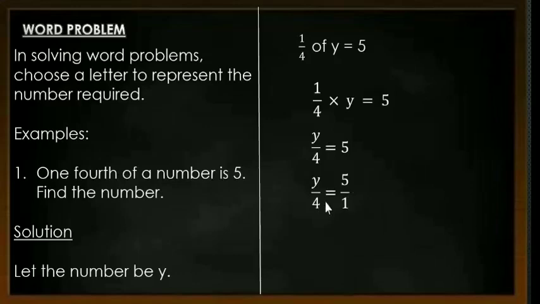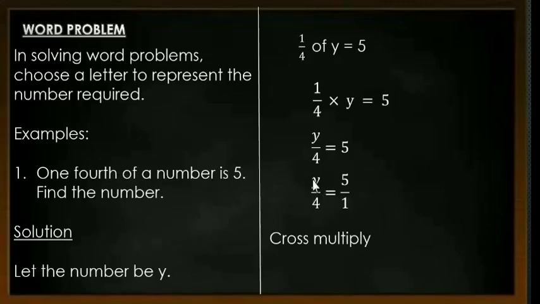So at this point in time, we are trying to get the value of y. So at this stage in mathematics, what we do is to cross multiply. When you cross multiply, it simply means that the numerator of this fraction will multiply the denominator of this fraction. The numerator of this fraction will multiply the denominator of this fraction. That is what it means to cross multiply.